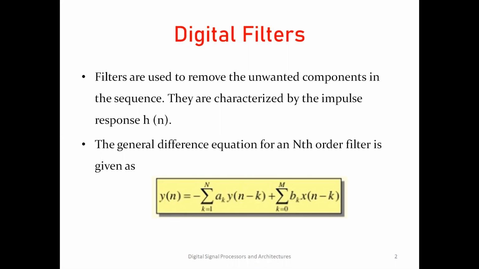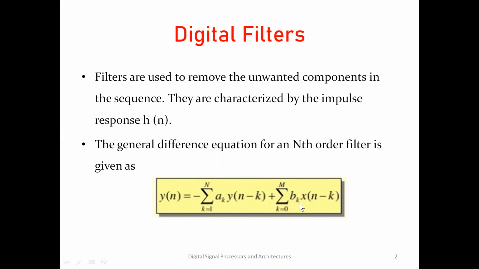As we are all aware of what filters mean, basically we use filters to remove the unwanted components in the sequence. These are characterized by the impulse response, which is given as h of n. The general difference equation for an nth order filter is y of n equal to minus sigma ak y of n minus k plus sigma bk x of n minus k. Here ak and bk are the filter coefficients.